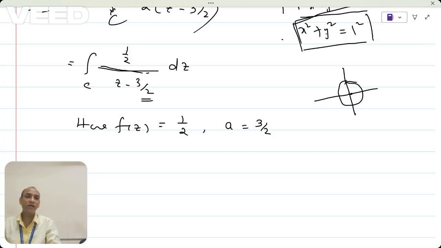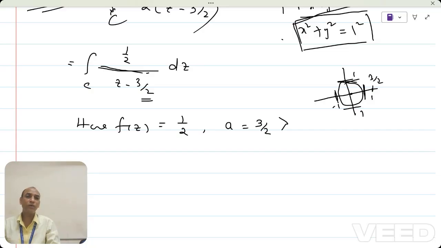Here x square plus y square equal to 1 square means the circle has y value 1, y value minus 1, and x value 1, x value minus 1. Wherever you go, maximum you can go up to 1 and minus 1, and along the x-axis you can go from 1 to minus 1. But here my a is 3 by 2. 3 by 2 is not lying inside the circle. 3 by 2 will be somewhere here.